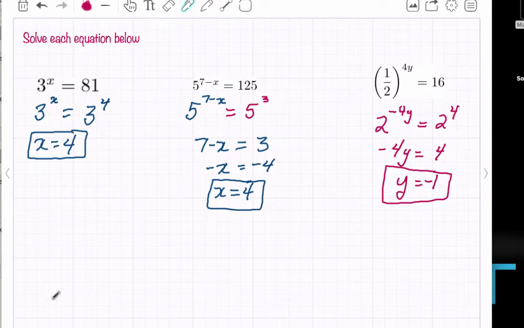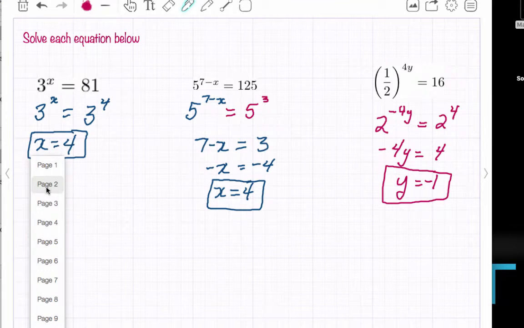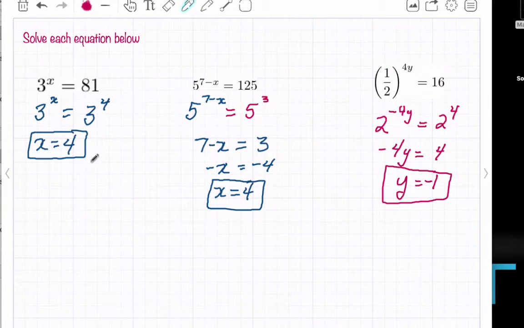What happens when we look at examples that are not simple? Meaning the bases can't be written the same.